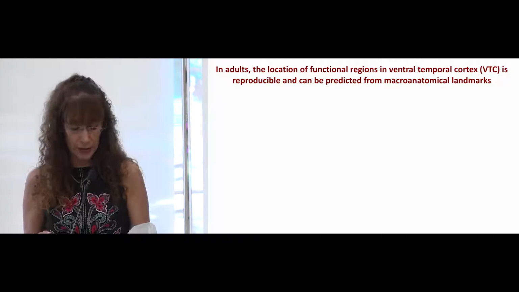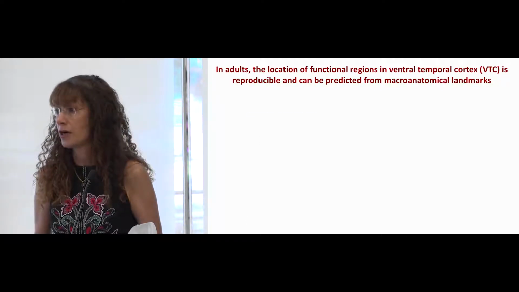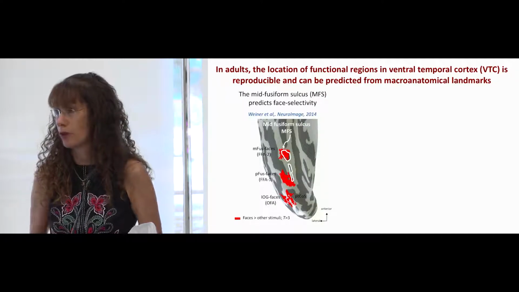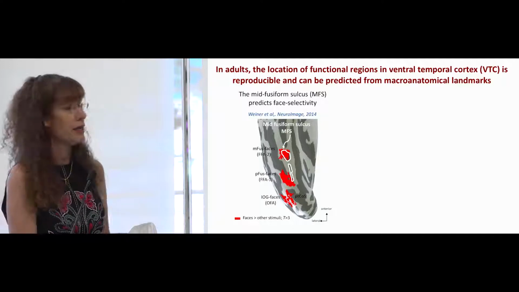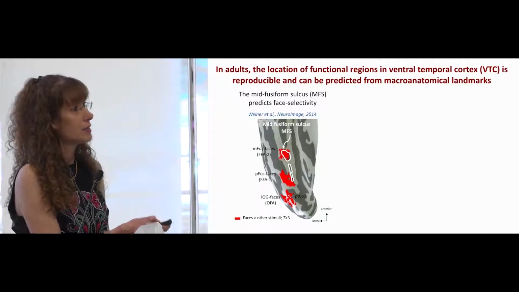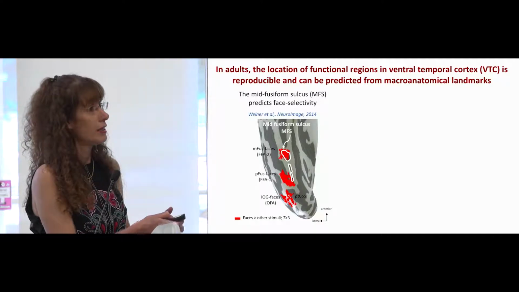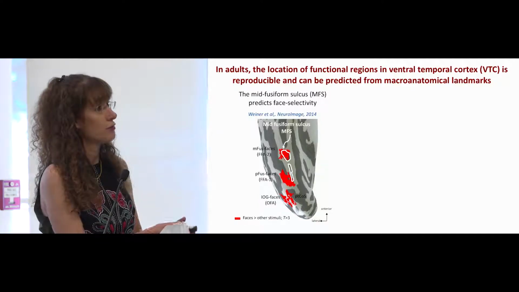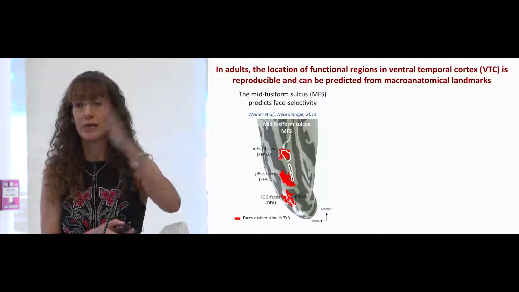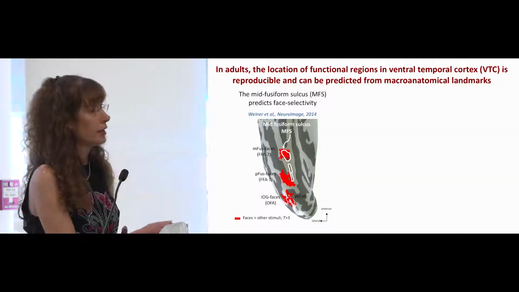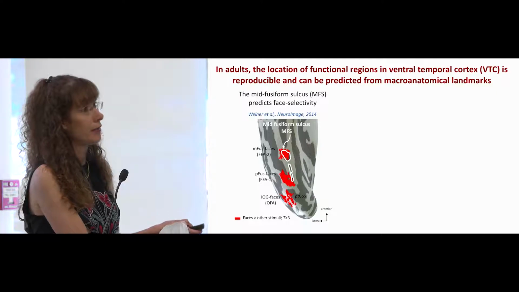What I mean here is that macroanatomical landmarks are very good at predicting where functional regions are in the human brain. This is an inflated brain of a human being. This is the ventral stream, ventral temporal cortex, and this is the fusiform gyrus. Within the fusiform gyrus, there's a sulcus called the mid-fusiform sulcus, or MFS, and it bisects the fusiform longitudinally into medial and lateral sides.